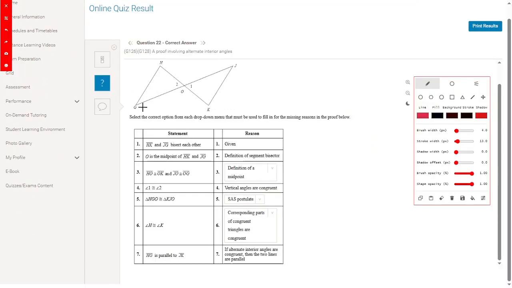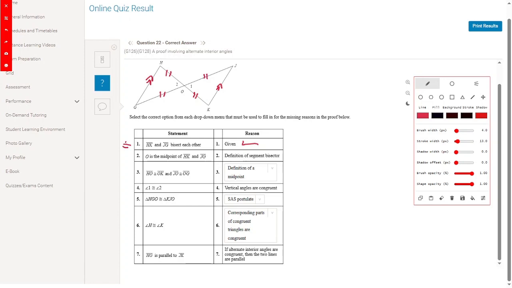Now for this figure we have HK and JG bisect each other. That means OJ equals OG and OK equals OH, because they bisect each other in the middle, okay? And this is a given. Now we want to prove that HG is parallel to KG. So here select the correct option from the drop-down menu that must be used to fill the missing reasons in the proof below.